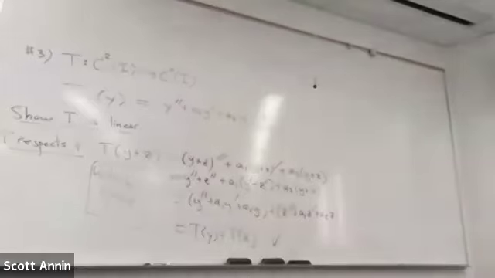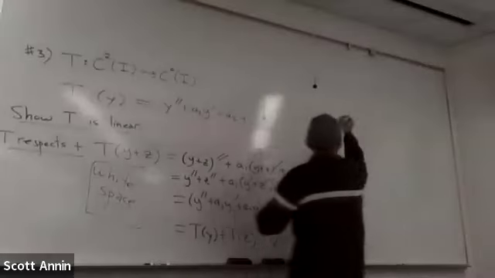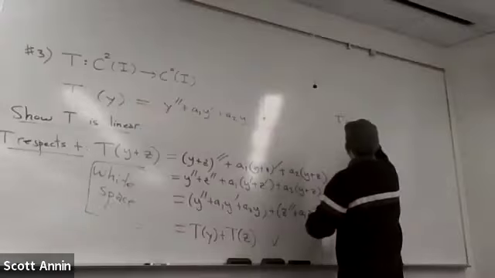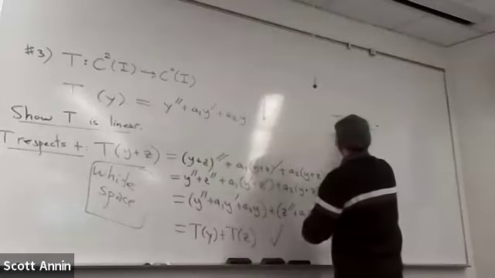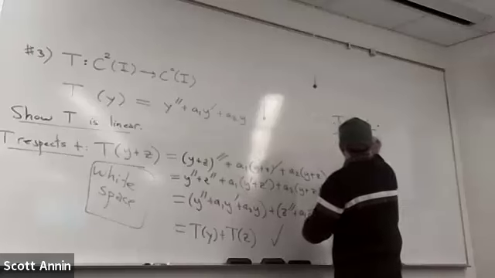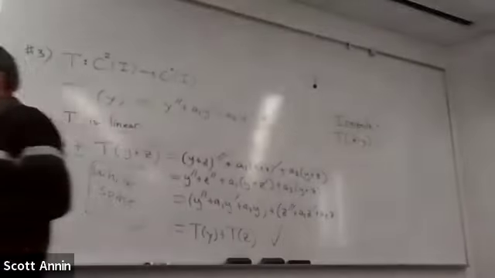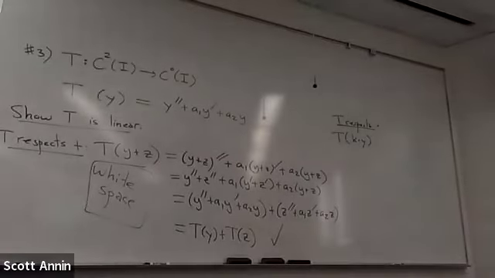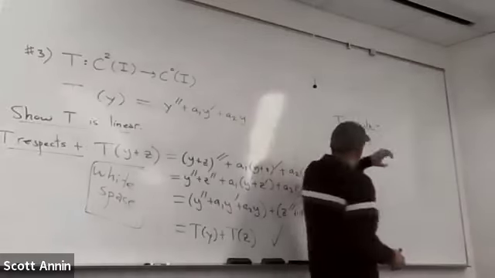Okay, what else do I need to check? T should also respect scalar multiplication. So I think I have enough room over here. T should respect scalar multiplication. So how that's going to look is I'm going to start with T of k times y on the left side. K times y, so start with that.